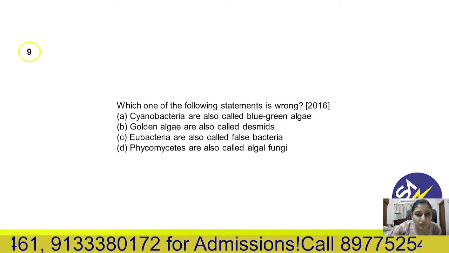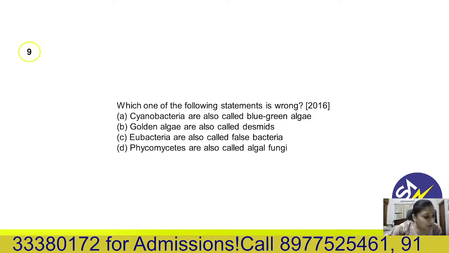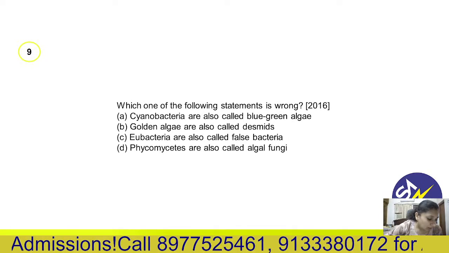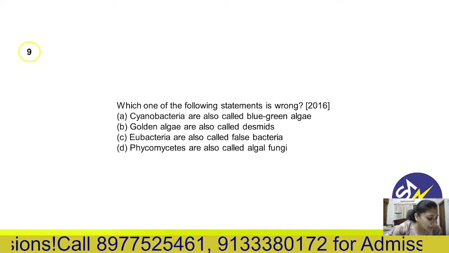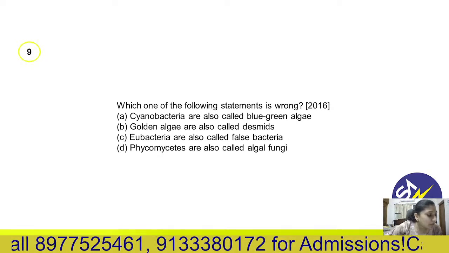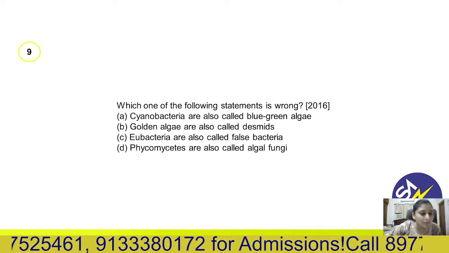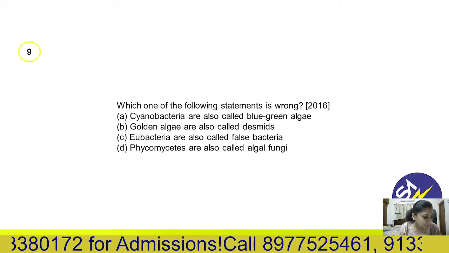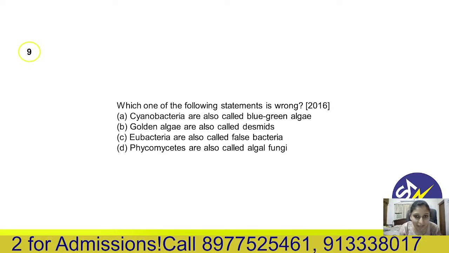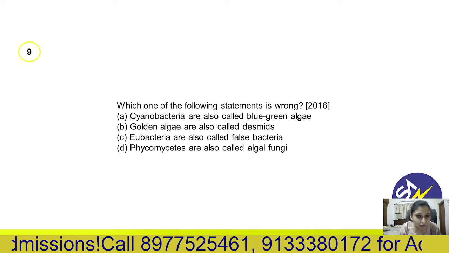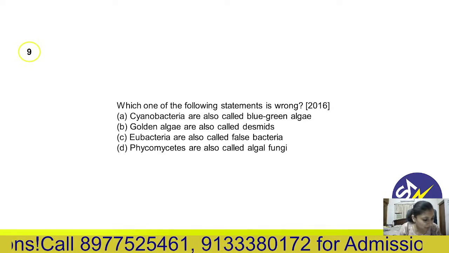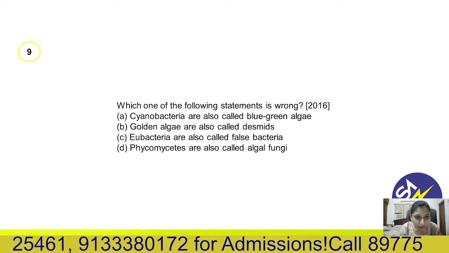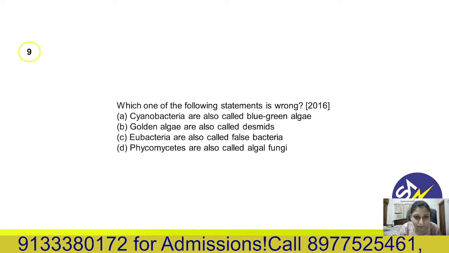Then which of the following statements is wrong? Right, a true nucleus is absent in bacteria, right, Niharika? So Anabaena is a type of cyanobacteria which comes under the kingdom Monera only. That's why. Blue-green algae is a common name, not a biological name. So biologically, it's a prokaryote only.